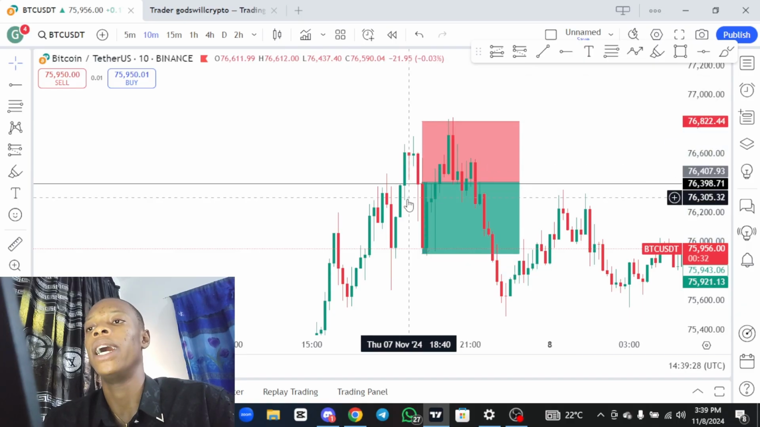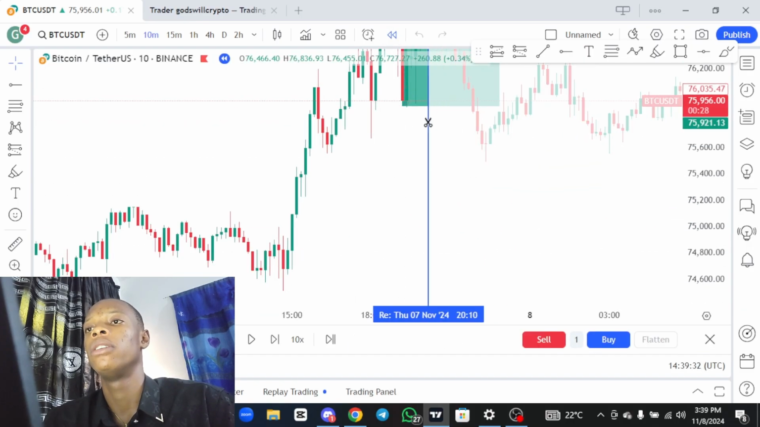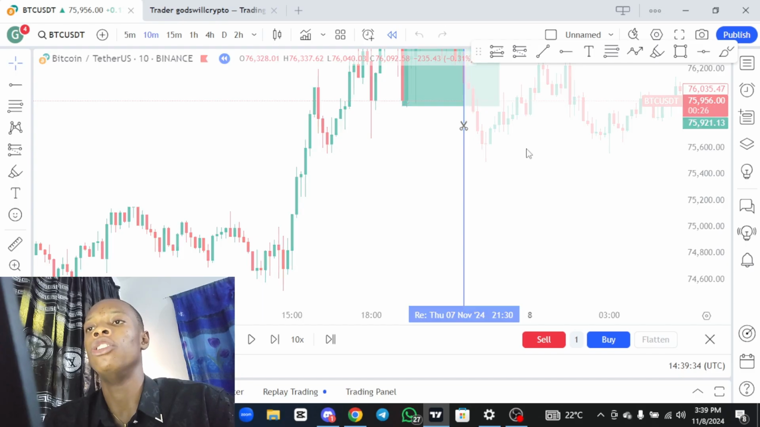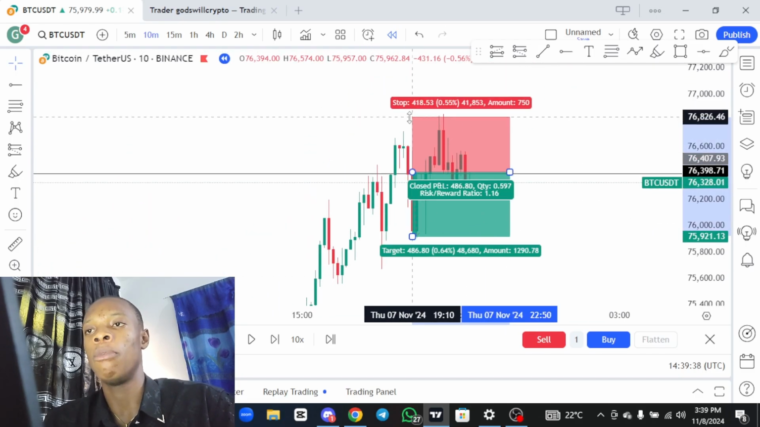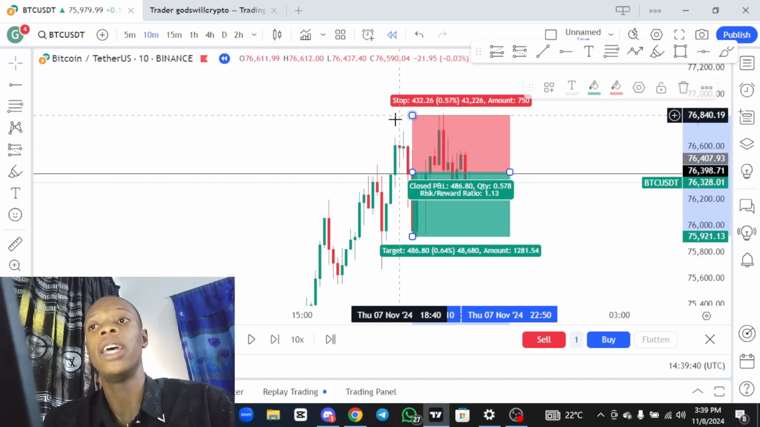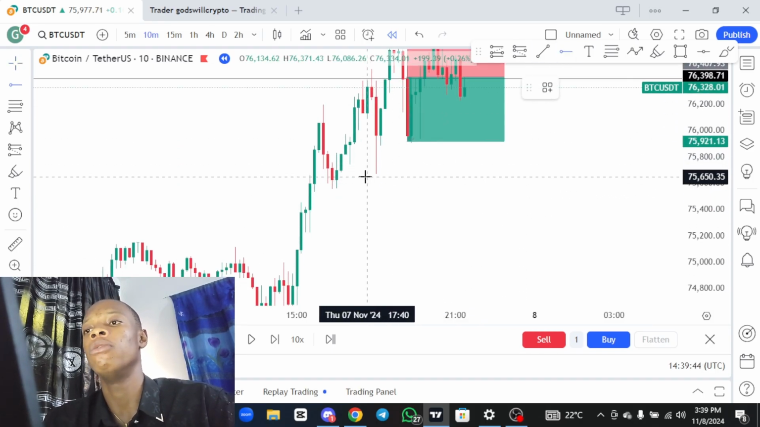Stop loss above the high. Then my target now is always the low. So if you notice, stop loss above this very high right here, after the liquidity sweep above the high, then target, this is the nearest low on this price.